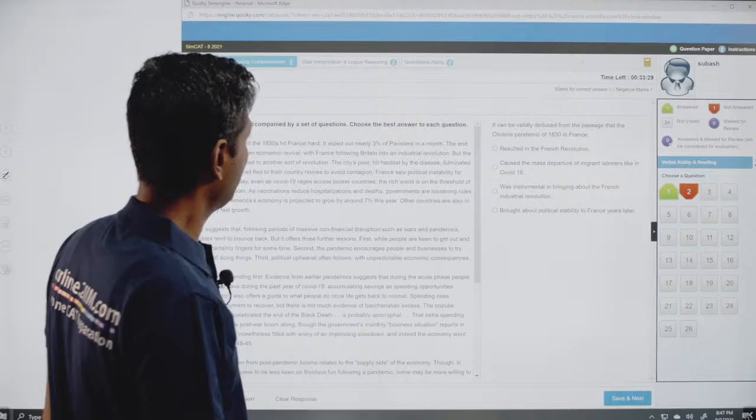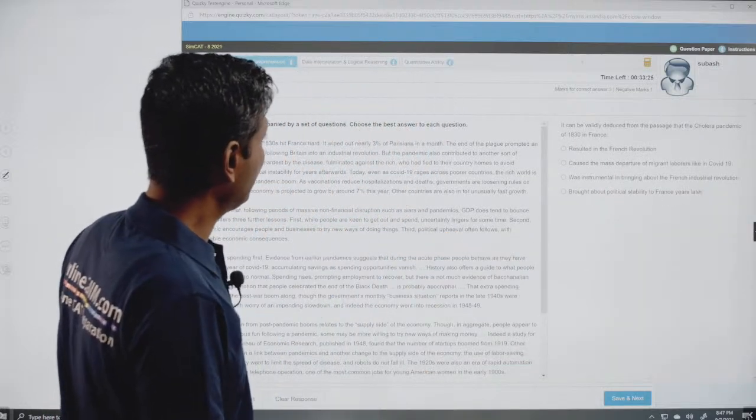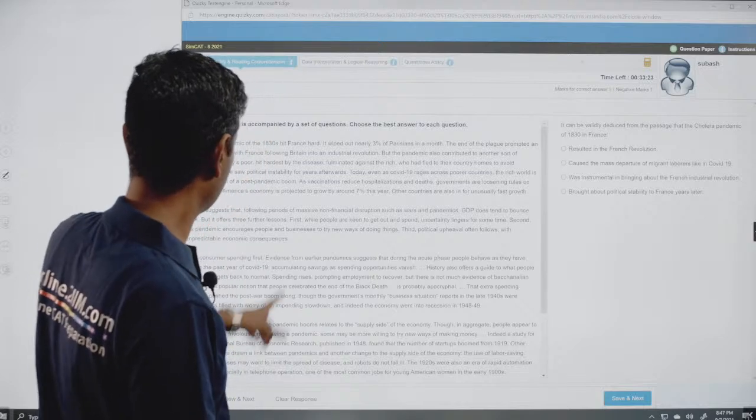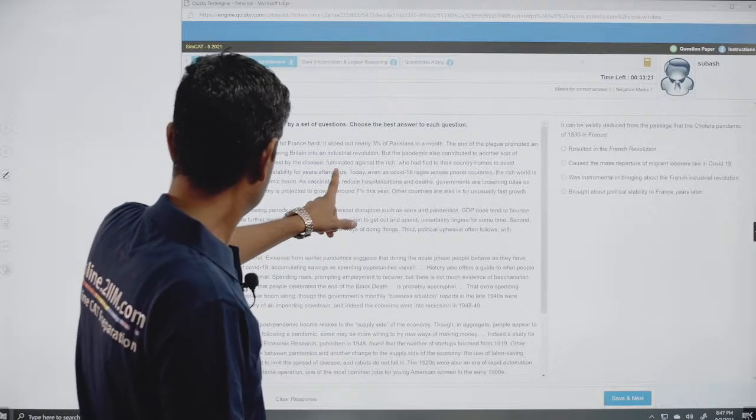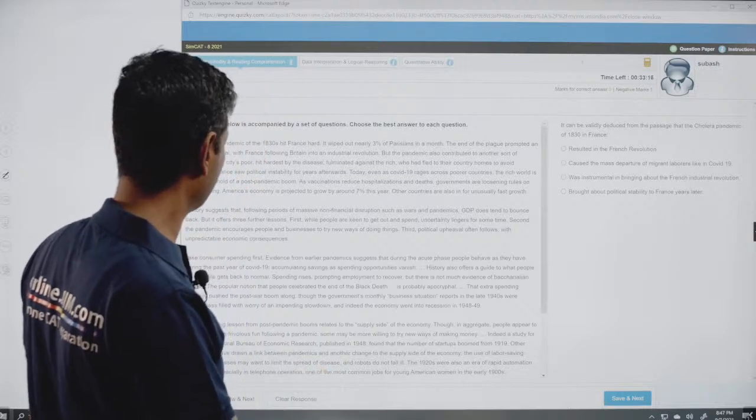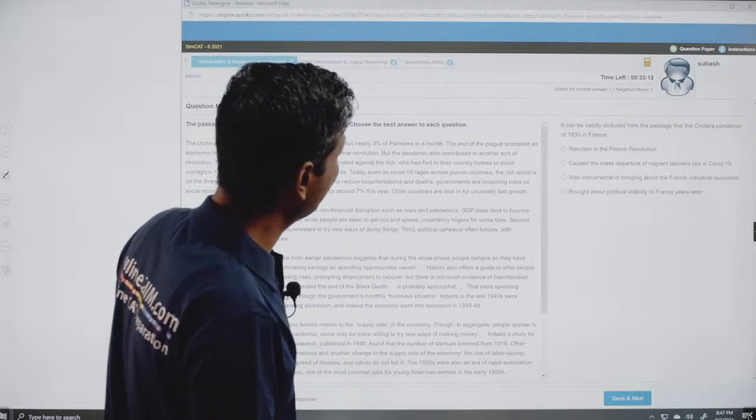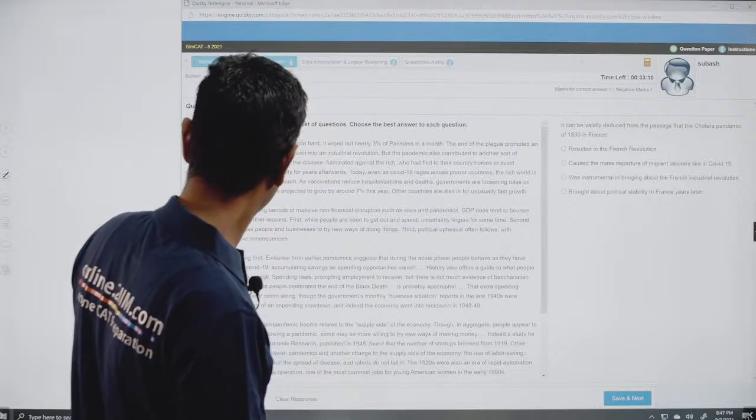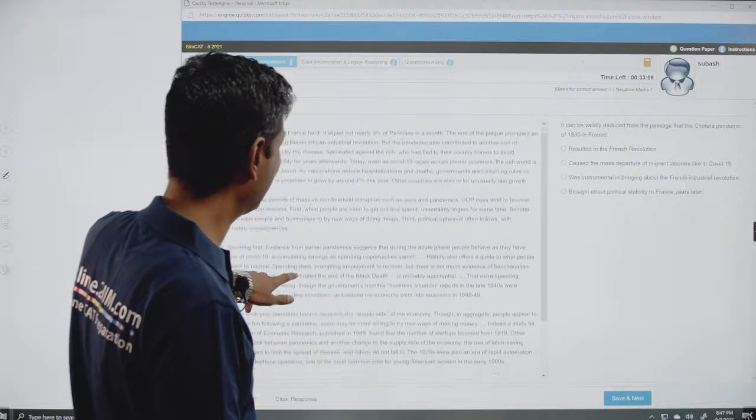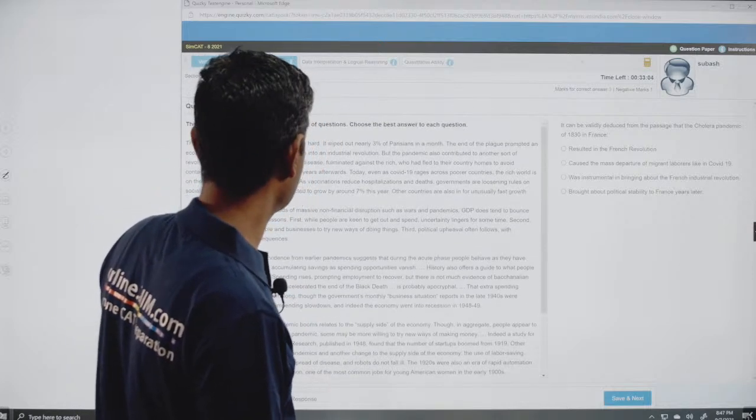Let's look at this. It can be validly inferred from the passage that the cholera pandemic resulted in the French Revolution. But the pandemic also contributed to another subject. Contributed to, did not result in. Caused the mass departure of migrant laborers like in COVID-19. I don't think we're talking about migrant labor shift. Was instrumental in bringing about the French Industrial Revolution?